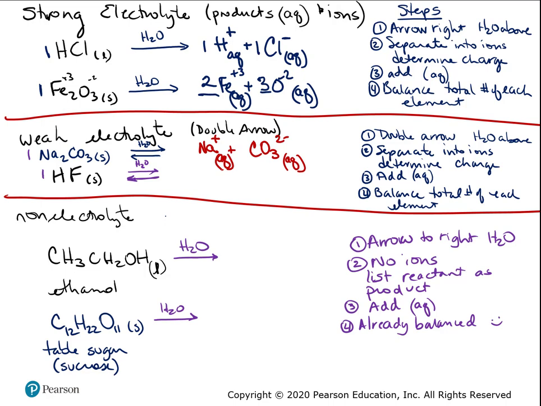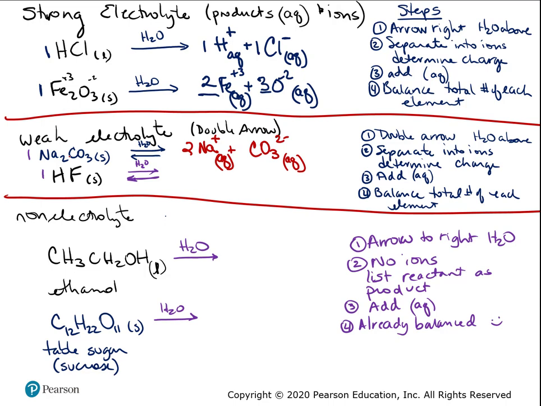So I separated them into ions. I determined their charge. I add (aq) at the end of Na, (aq) at the end of CO3 2-. Now, if I've got to balance, how many sodiums do I need on the right side? I have 2 sodiums in Na2CO3. How many CO3s do I need?